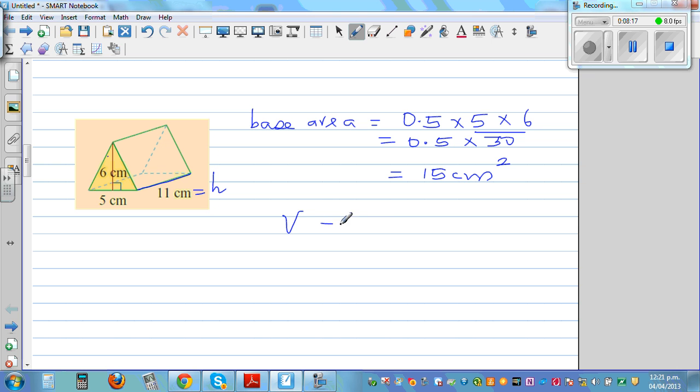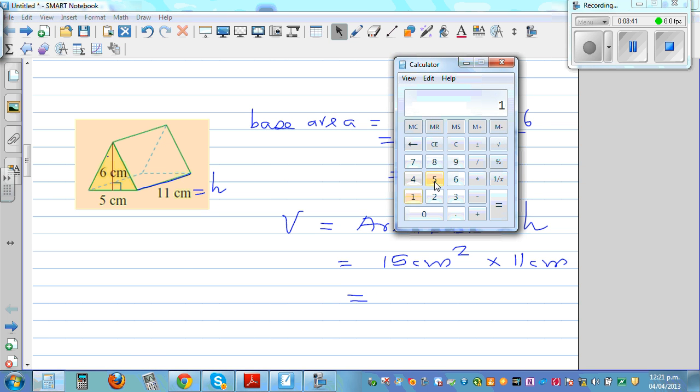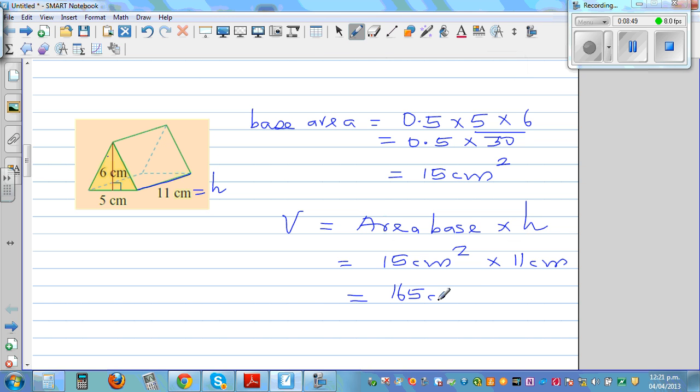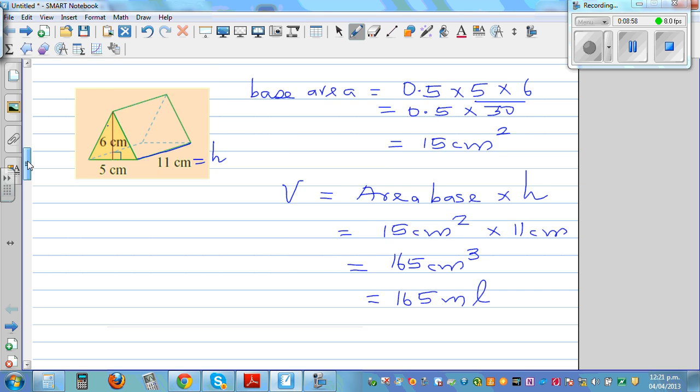So the volume is area of base times height, which is 15 centimeters squared times height, which is 11 centimeters. 15 times 11, so let me use my calculator. 15 times 11 is 165 centimeters cubed. And centimeters cubed is how many milliliters? It's 165 milliliters.